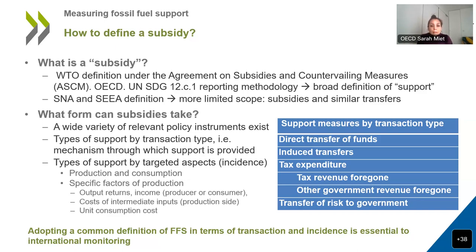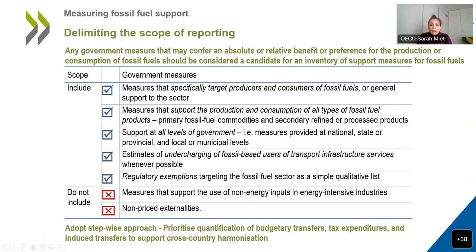So again, the measures included in the inventory are not designed to assess whether a measure is justified or not, but provide a pool of measures that could be prioritized for reform. And so when delimiting the scope of reporting of an inventory, any government measure that may confer an absolute or relative benefit or preference for the production or consumption of fossil fuel should be considered a candidate. This scope is very extended to help provide data that can be used for several purposes. But of course, this needs to be balanced against the added complexity of collecting such data and the resource requirements involved.